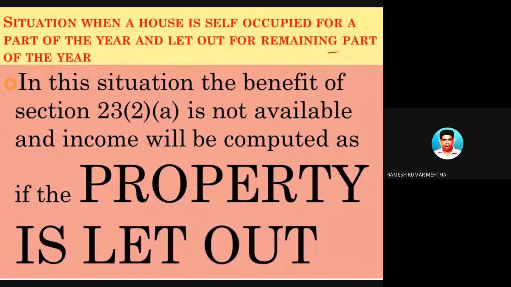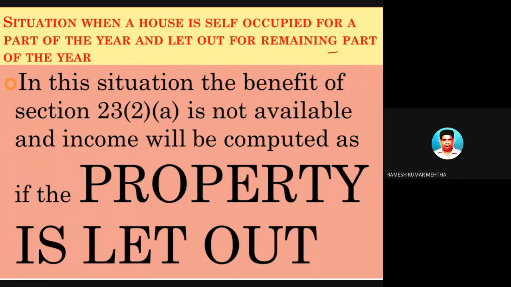So in this situation, the benefit of section 23(2) is not available and income will be computed as if the property is let out. Section 23(2)(a) is nothing but self-occupied house property. Please remember it. For self-occupied house property, the GAV is nil, NAV is nil, standard deduction is nil, but interest paid on the borrowed capital is allowed. But this is not allowed.